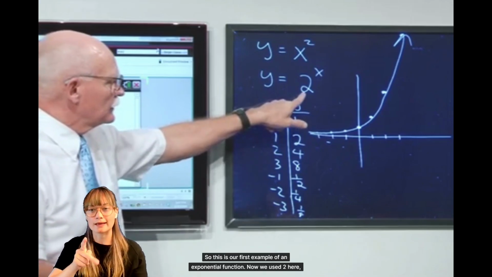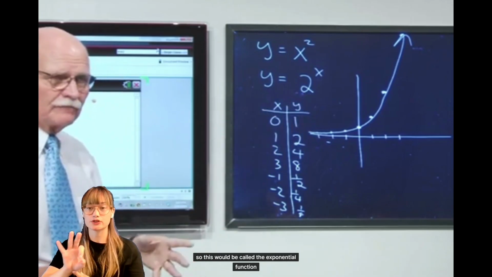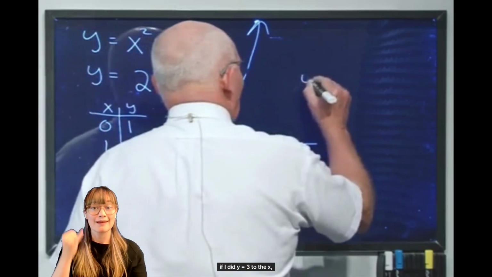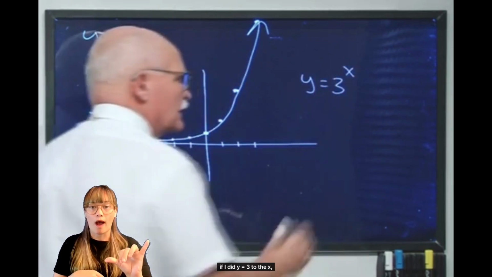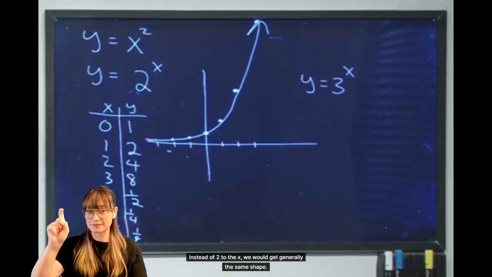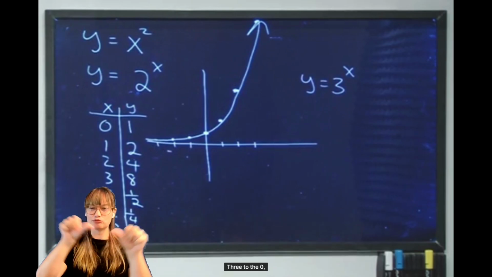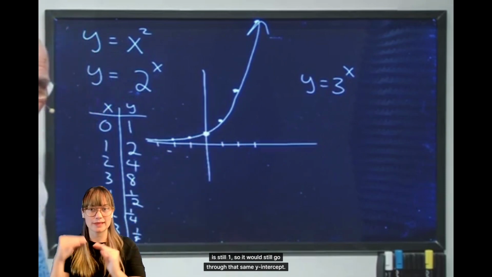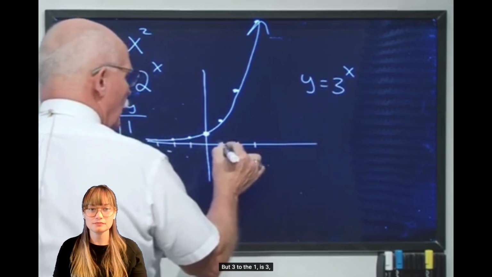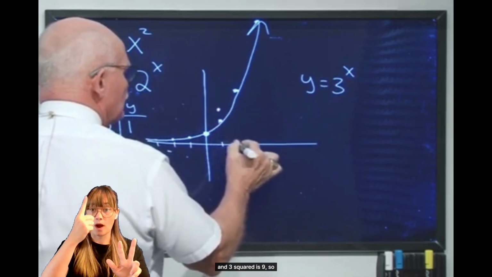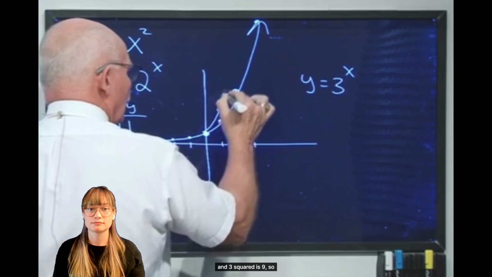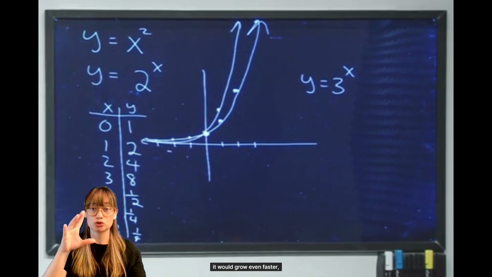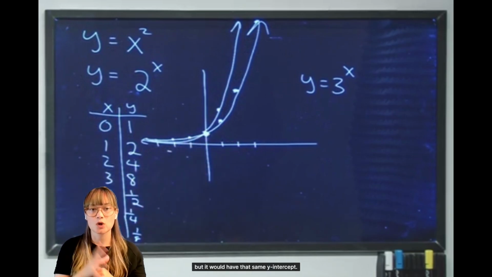Now we use 2 here, so this would be called the exponential function base 2. Okay? Now if I did y equals 3 to the x instead of 2 to the x, we would get generally the same shape. 3 to the 0 is still 1, so it would still go through that same y-intercept, but 3 to the 1 is 3, and 3 squared is 9, so it would grow even faster, okay? But it would have that same y-intercept.